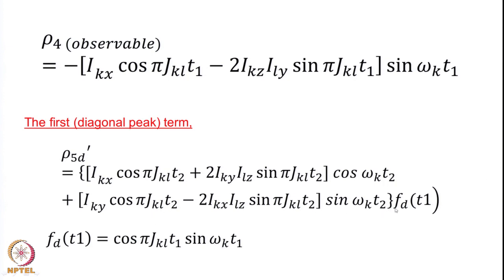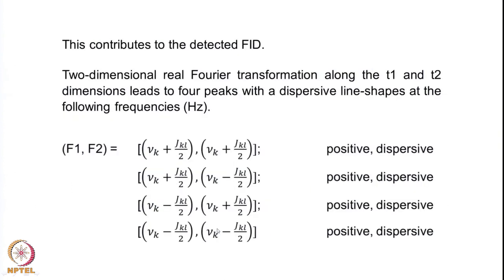So now if you expand this further as separate frequencies, what does this give you? Omega_k and pi J_kl, cosine pi J_kl T2 sine omega_k T2. This will produce two sine terms, with the frequencies at omega_k plus pi J_kl, and another sine term with omega_k minus pi J_kl in T2. And similarly, in the T1 period also, if you take the Fourier transformation of this one, this will produce two frequencies, omega_k plus pi J_kl along T1 and omega_k minus pi J_kl along T1, which means after Fourier transformation you will get those frequencies in your spectrum along the F1 axis. These ones you will get along the F2 axis. So this is represented here.